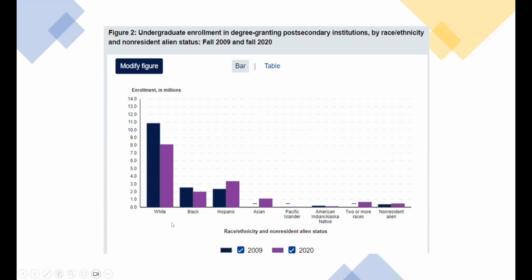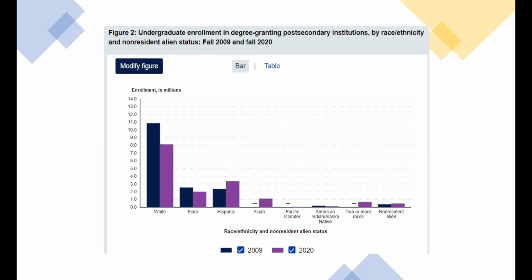We can see that with the white population, in 2009, about 11 million were enrolling. And then in 2020, there were 8 million enrolling. But as you look down the line, if you look at Blacks and Hispanics, these numbers are much, much lower. Looking at Asians, we see an increase, so they're actually visible on the bar. But as you continue down, we can see that Pacific Islanders and then the American Indian and Alaskan Native group are significantly small. They're barely even registering, not even 1 million students are enrolling into these post-secondary institutions.